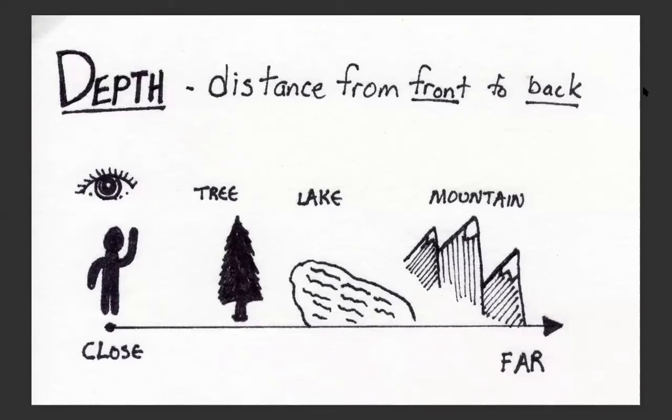So as we think about that depth, we're thinking about the distance from front to back. And it all starts with you and your eyeball, what you're seeing right in front of you. So in that example we just looked at, the first thing you're going to encounter is the tree. Then the lake would be behind that, and that's getting smaller and less detailed. And then the farthest thing away is the mountains. So you can kind of think about it as a progression. If you walk forward, what's the first thing you encounter? What's the second thing you encounter? And what's the third thing you encounter?